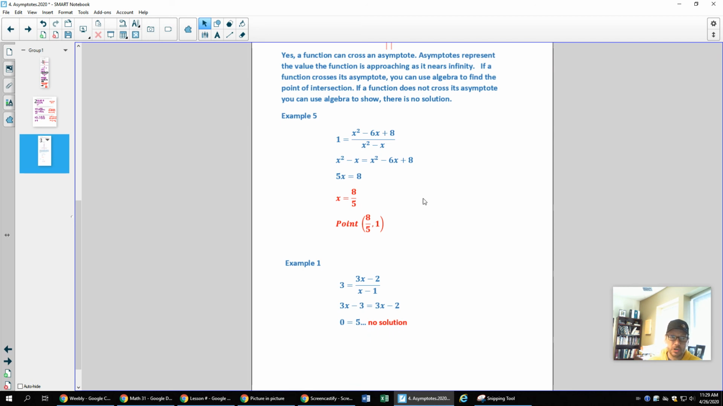So if you can solve algebraically, that means your function crosses the asymptote. If you can't solve it algebraically, it means your function doesn't cross the asymptote. All right, have some fun with asymptotes.